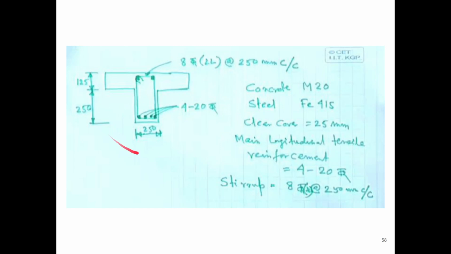Okay, so 125, 250, 250, 4, 225, 85 two-legged at the rate of 250 millimeter center to center. Okay, so this is how the design has to be done.